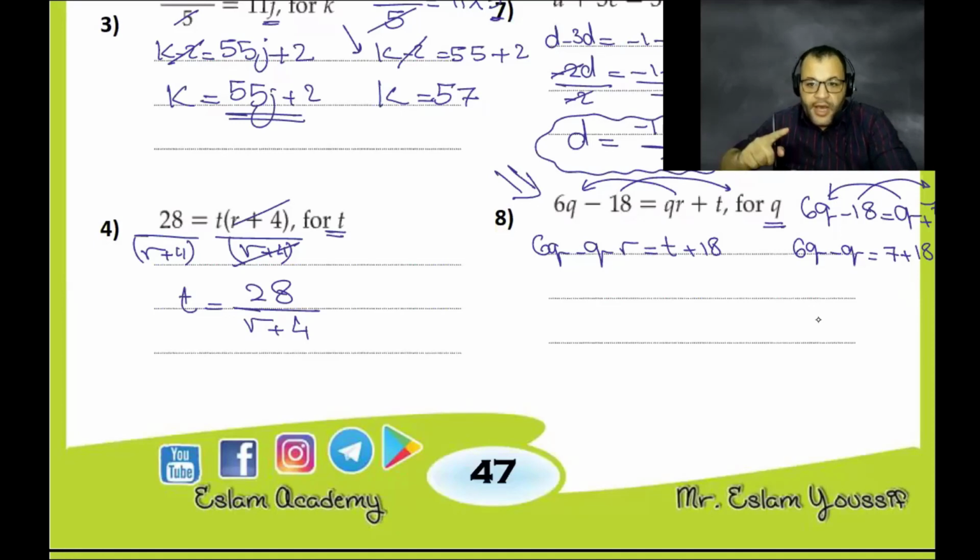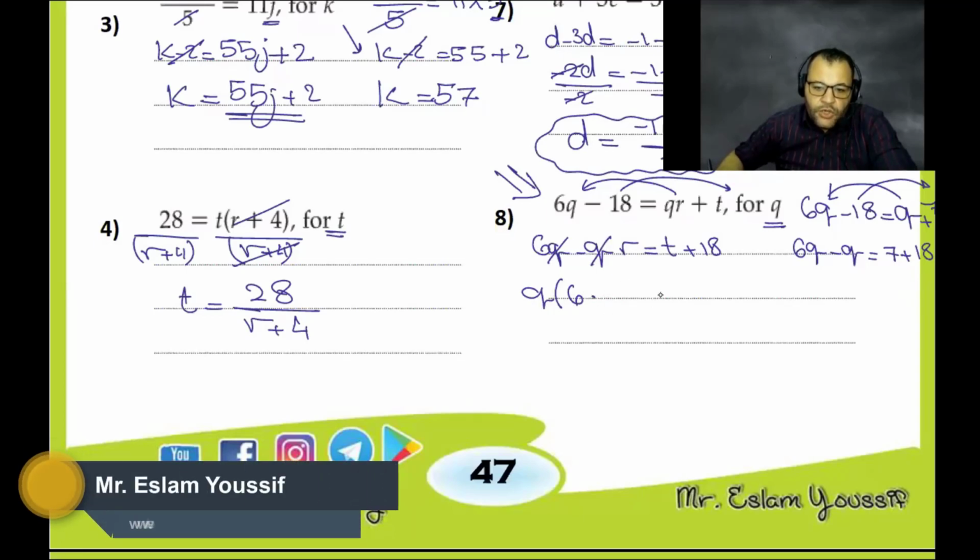No. If we can't add them, we take a common factor. When I take Q as a common factor, the remainder is 6 minus R. It will be equal to T plus 18. The same 6 minus R.